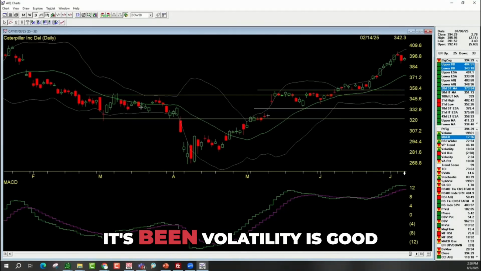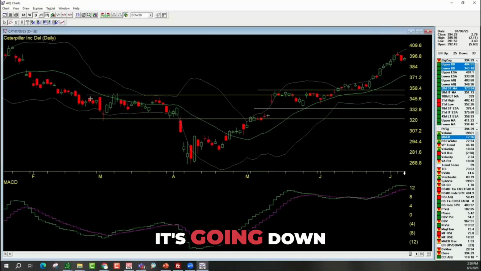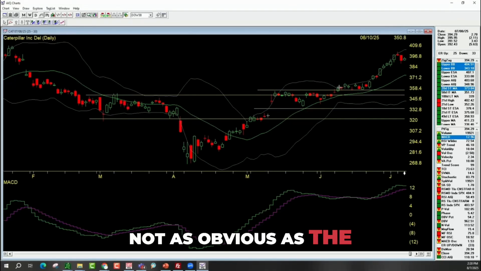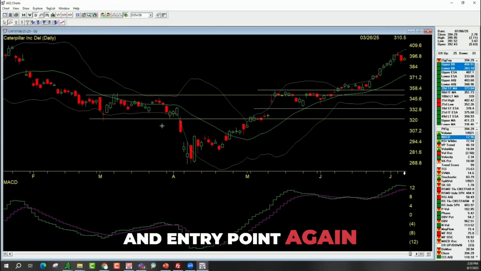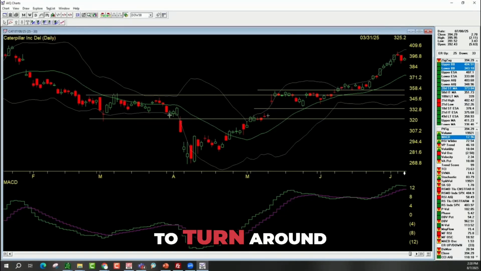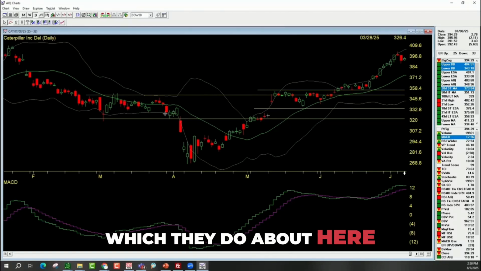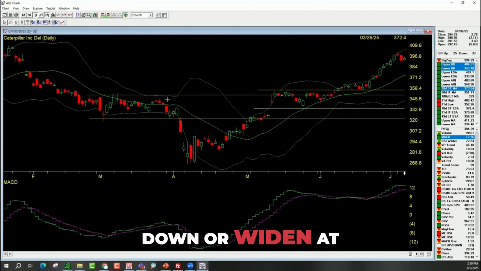So again, volatility is good. Well, not great here, it's doing okay, it's going down. Things start to settle down here, the squeeze happens, the bands are coming closer together. Not as obvious as the squeezing on the bands here, but it is the same type of pattern. An entry point again, once the bands start to turn around, which they do about here, started to go back down or widen at this point.